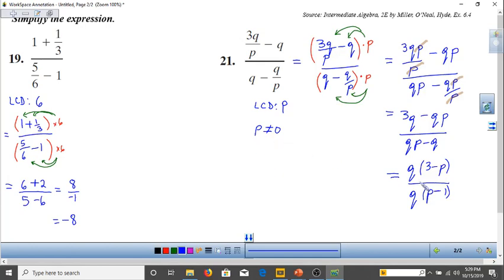And there we have 2 other domain restrictions from here. P is not allowed to be 1, nor is q allowed to be 0, because those will cause problems. So q is not allowed to be 0, and p is not allowed to be 1. We'll state those domain restrictions at the end of the process.